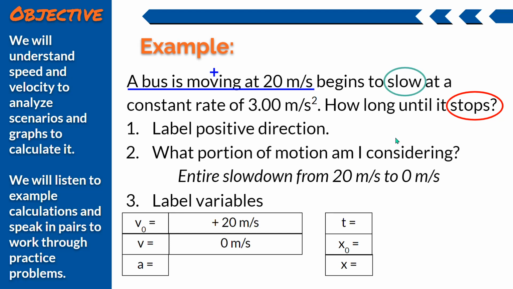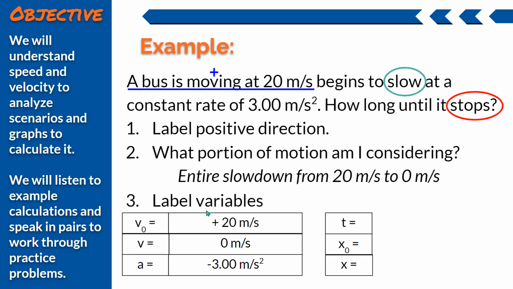Now remember, slowing down doesn't always mean negative. If I defined my direction differently, if I said the bus was moving negative 20, my acceleration would in fact be positive 3, and that would still mean slowing down. I just need an opposite sign. Okay, so make sure that you understand that as well.